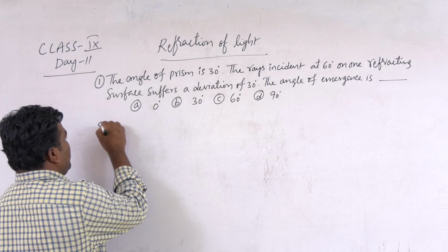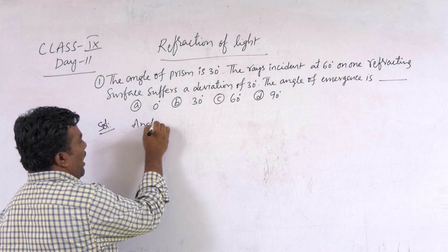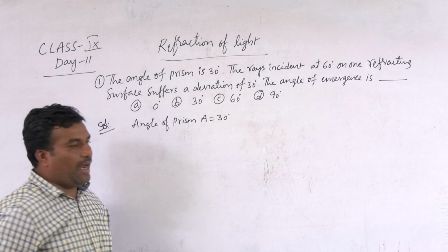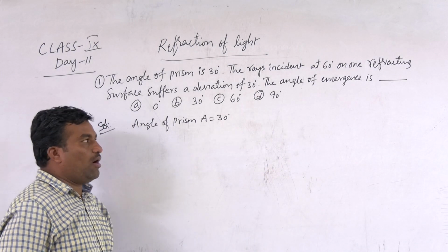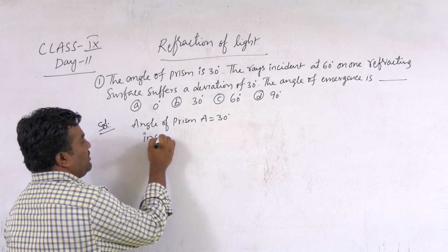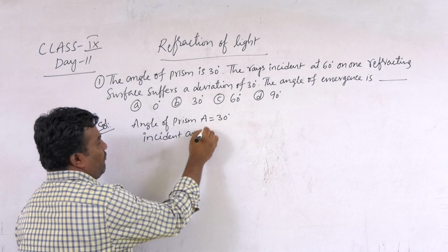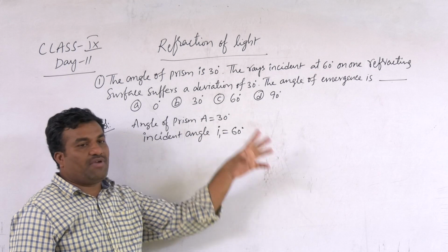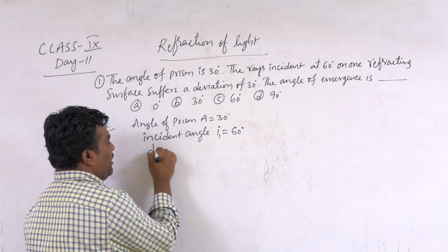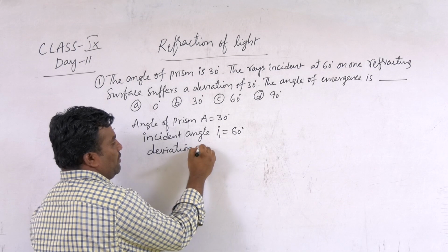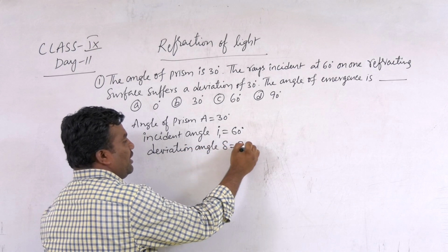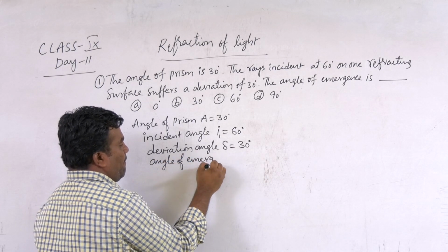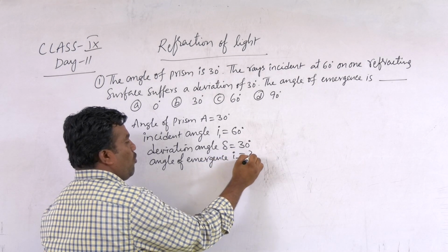Okay. So now I am writing a solution. First I am writing here the angle of prism. Angle of prism A equal to 30 degrees and rays incident at 60 on one refracting surface. So the incident angle on the first surface, I1, is equal to 60 degrees. So that suffers a deviation of 30 degrees. So deviation angle equal to 30 degrees. So now the angle of emergence I2 equal to how much?